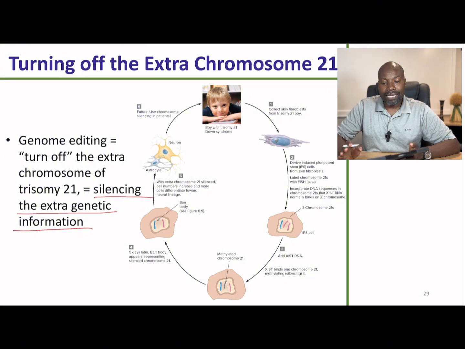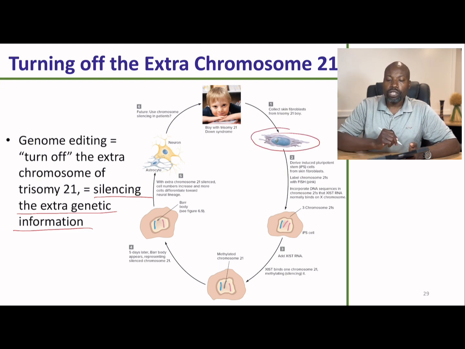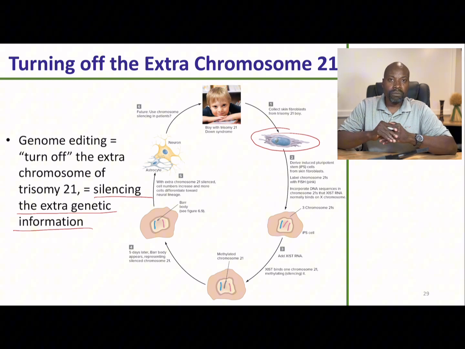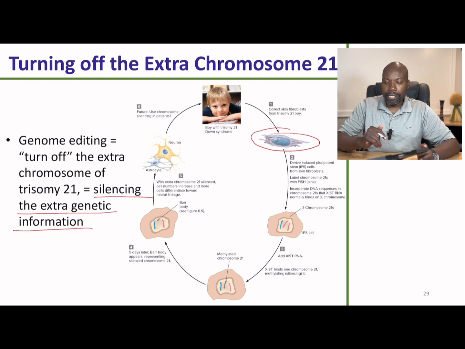But how does this happen, right? So typically what is going to happen is that in an individual with trisomy 21, we're going to isolate some fibroblasts, and fibroblasts are cells that are found in the loose connective tissues, for instance, underneath the skin, right? These fibroblasts have extra chromosomes, right?